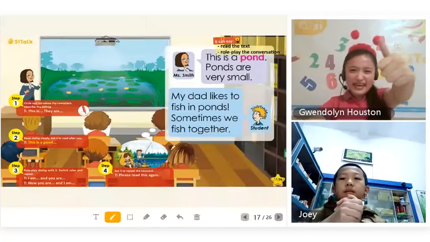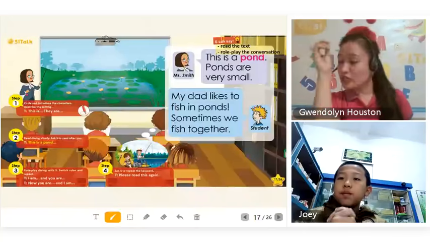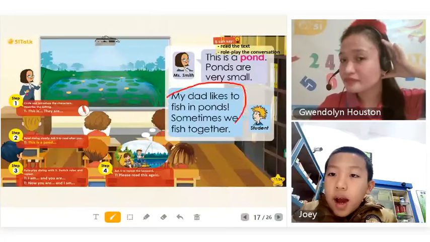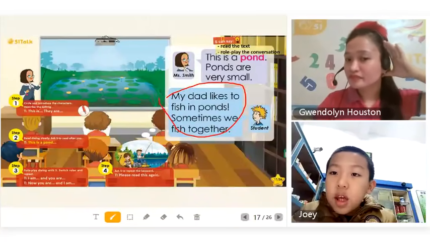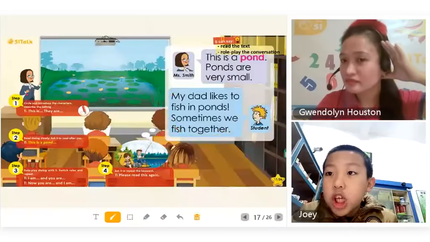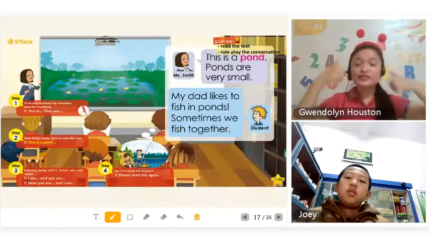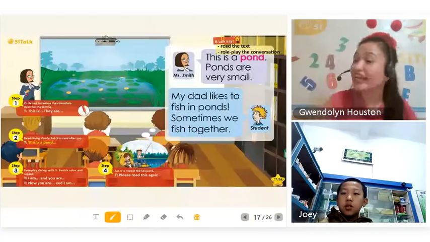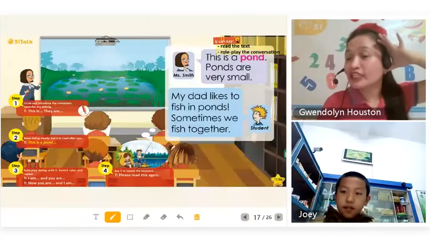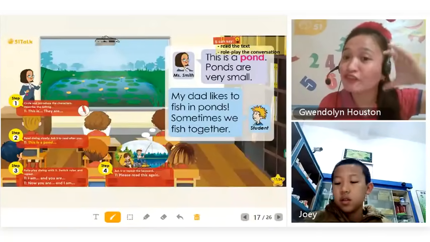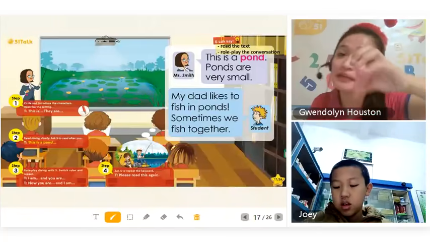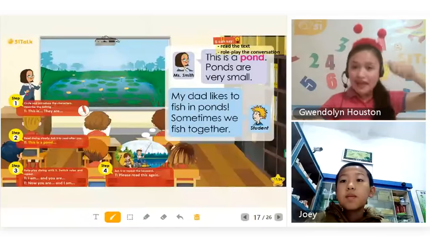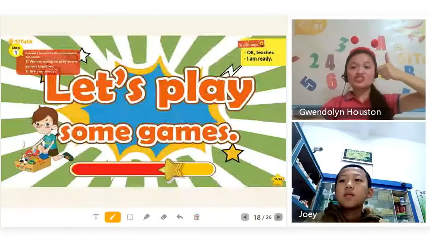Very good. Now, this is a pond. Ponds are very small. My dad likes to fish in ponds. Sometimes we fish together. Oh, very good, Joey. Have you been fishing before? Did you try fishing? Yes, that's it. Fishing.